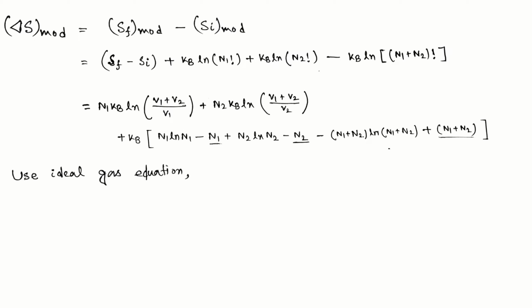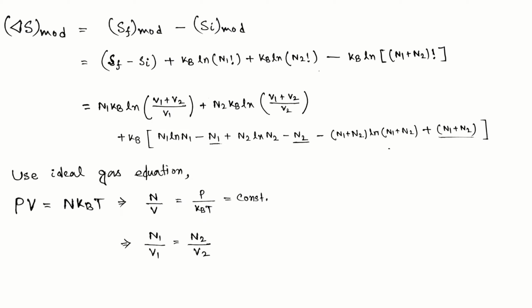Now we'll use the ideal gas equation. Here actually the equal pressure helps us. So we'll take the ideal gas equation, PV equals N kBT. From that we can calculate N by V. So as pressure is constant, we can write P by kBT is constant. So we can write N1 by V1 is N2 by V2, because the right side is constant.